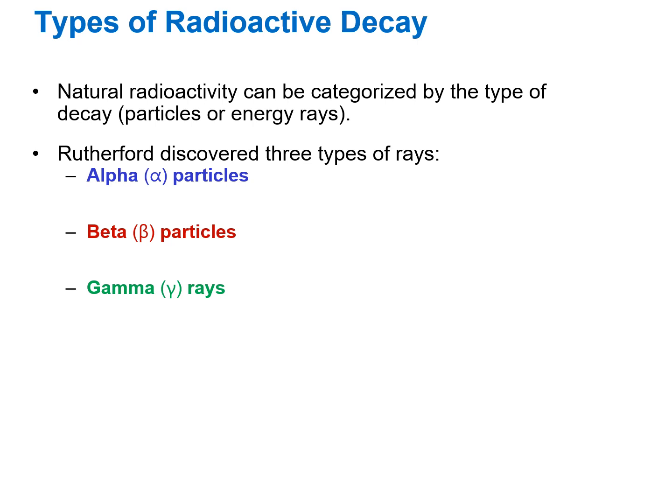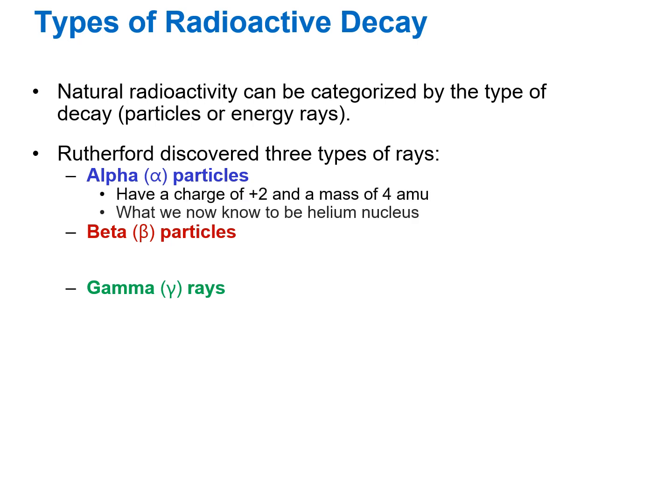Now, alpha particles are little particles that have a charge of +2, and they have a mass of 4 atomic mass units. And we call it a helium nucleus because what it really has is 2 protons and 2 neutrons. It gets that +2 charge from those 2 protons. And it looks very much like a helium nucleus, so that's what they call it. Basically, it's just the nucleus of a helium atom.